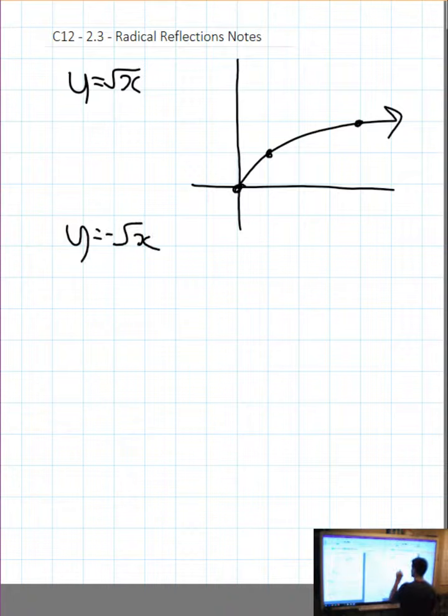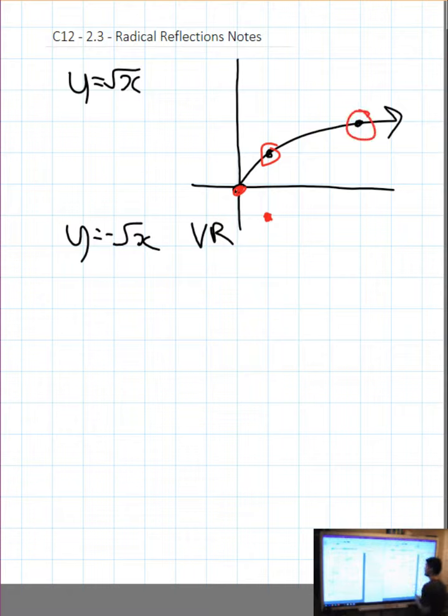Well, that's a vertical reflection because it's outside of the function. So if I take my old x and y intercept and I vertically reflect it, I multiply the y value by negative 1. And if the y value is 0 and I multiply 0 by negative 1, I get 0. And if I have a y value of 1 and I multiply the y value by negative 1, 1 times negative 1 is negative 1. Remember, the x value doesn't change.